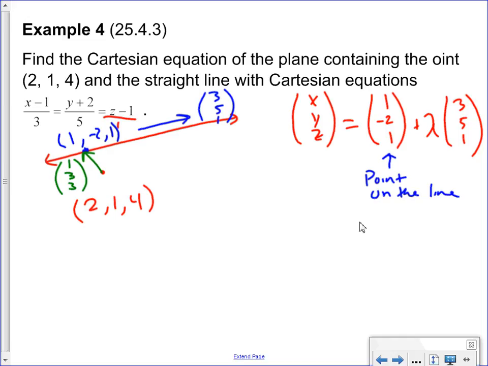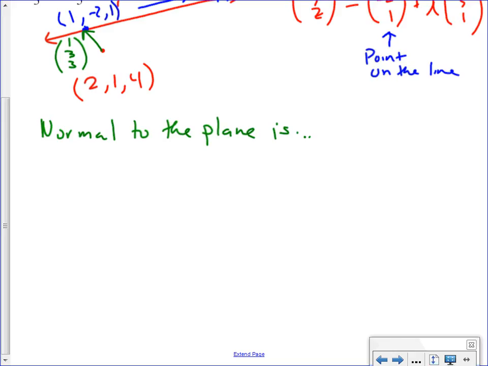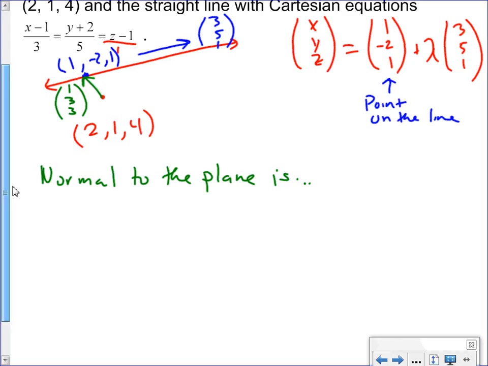Okay. So the normal to the plane is, take the cross product of the two vectors. Again, our two vectors are this and this. So if you go 3, 5, 1 cross 1, 3, 3.